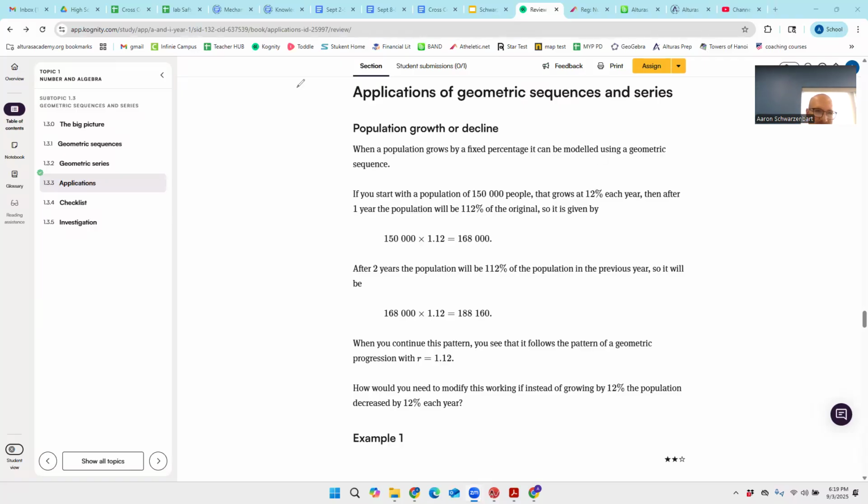Okay, today we're going to be talking about applications of geometric sequences, and there are a lot of them. Exponential growth is a geometric sequence. So they talk about a city population growing by 12% each year. That is a growth factor of 1.12. If it's decaying by 12%, that ends up being 1 minus 0.12, or 0.88.